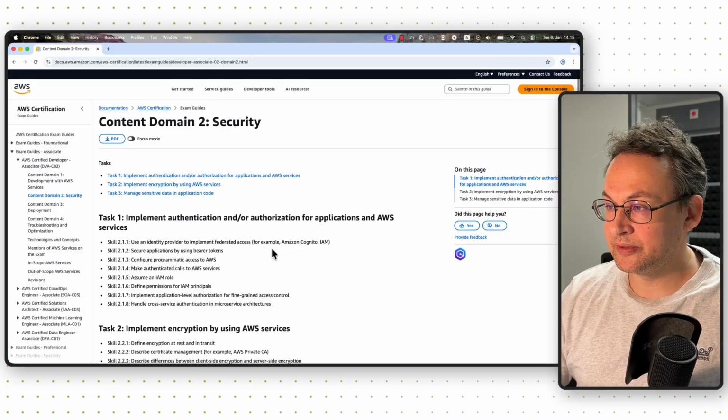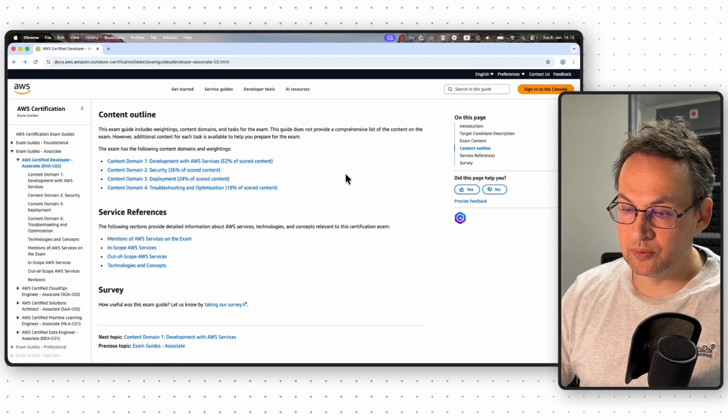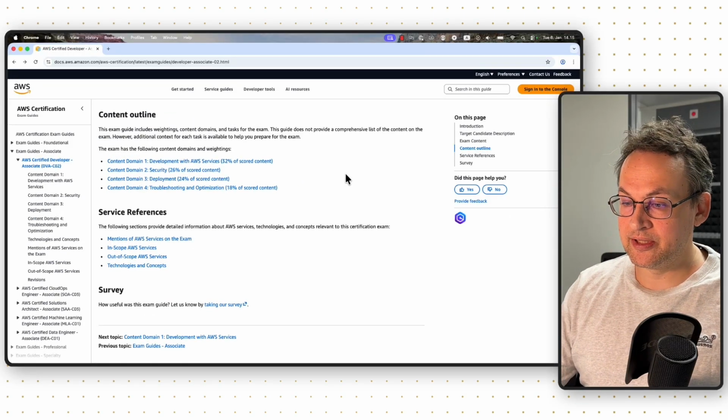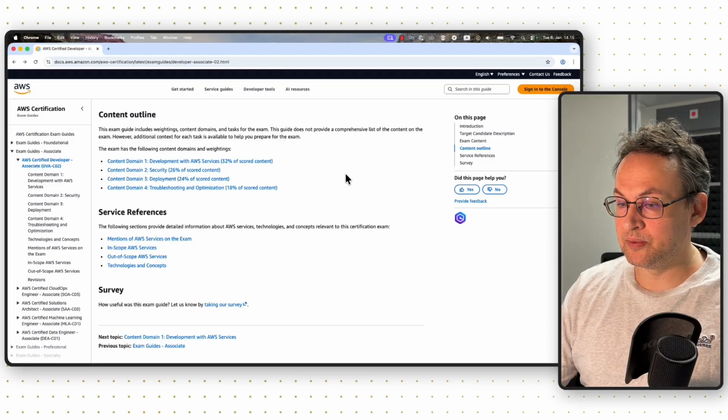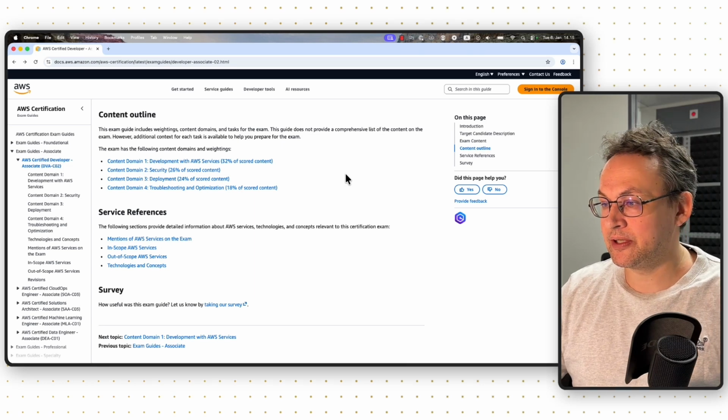So the difference is quite significant. Content domain 3 is deployment, 24%. This is your CI/CD pipelines: CodePipeline, CodeBuild, CodeDeploy, CodeCommit. Also Elastic Beanstalk and CloudFormation. Especially, there's a lot of questions about Elastic Beanstalk for some reason.